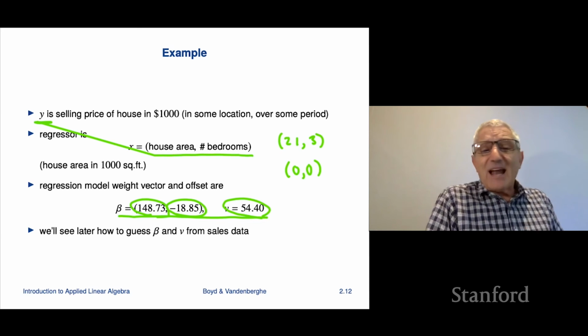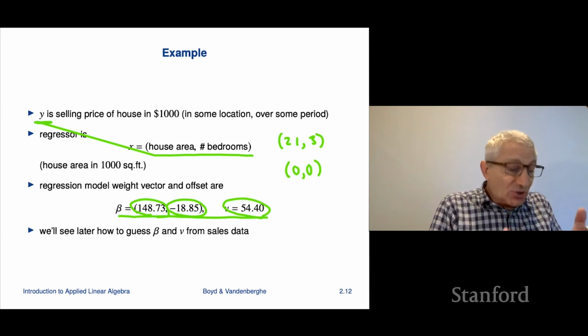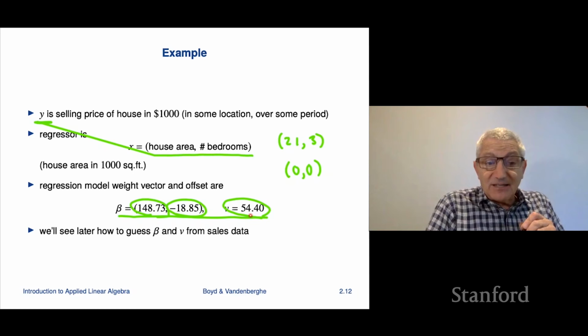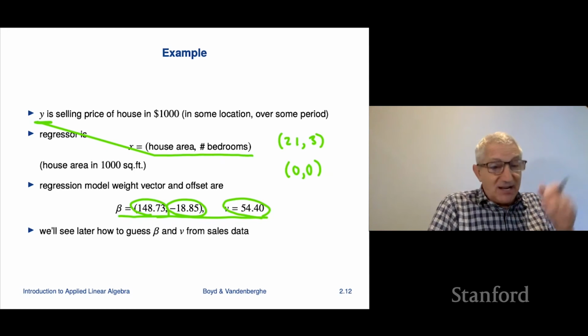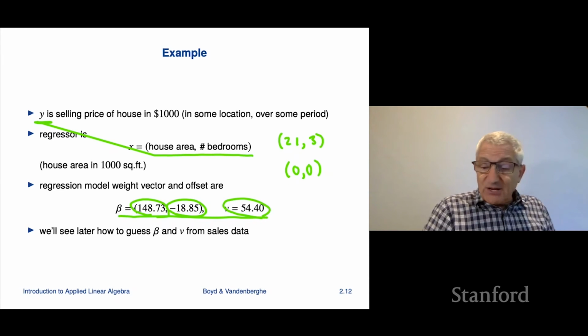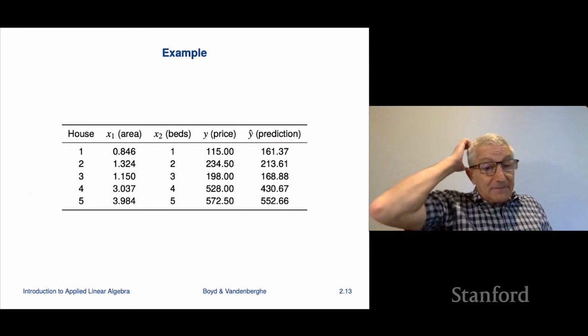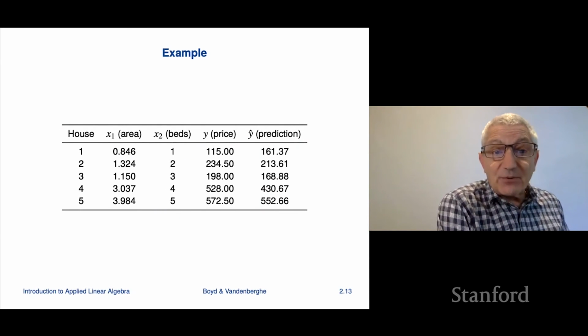So I wouldn't take any of this too seriously, but if you wanted to interpret this, you could certainly interpret it that way, that's the price of the land or the base price or something like that. Okay, so that's a regression model. And let's just look at a quick example of how you might use that regression model.